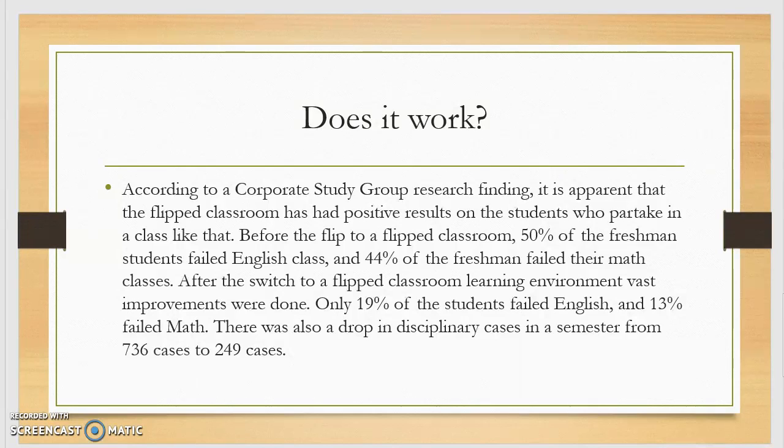That's a 31% drop from freshmen in their English class that didn't fail after switching to flipped classroom, and it's a 31% drop in the math area. And also, there was a drop in disciplinary cases in the semester from 736 to 249 cases. So not only did the flipped classroom help the students learn and understand the topics more, but it also had an effect on their issues that were outside the classroom. And I think that's very substantial information.